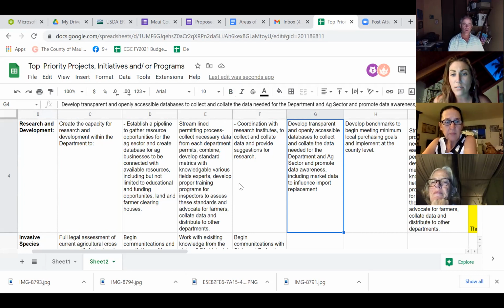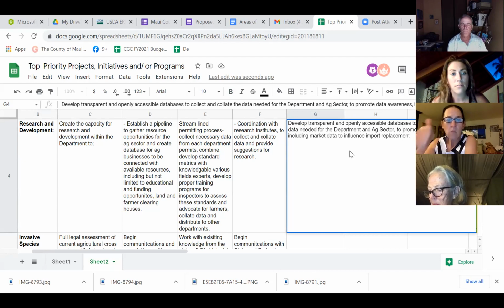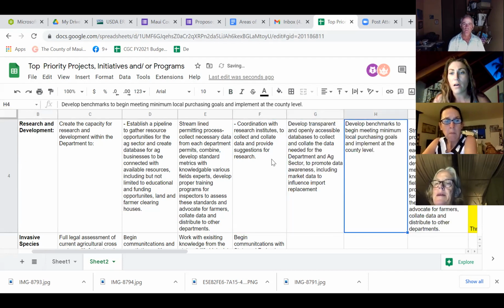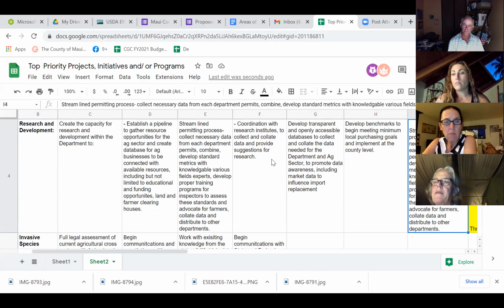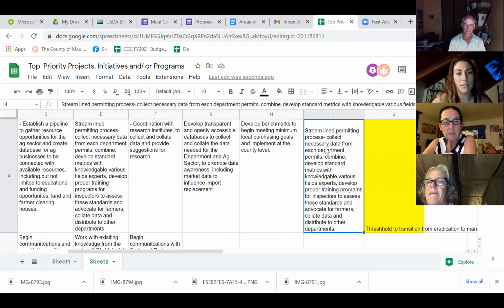I said, maybe it should say to promote, right? To promote data awareness, including market data to influence import replacement. Does that sound better? Okay. Develop benchmarks to begin meeting minimum local purchasing goals and implement at county level. We have the streamlined permitting process again here, and I'm going to delete that because I don't think we need it twice.